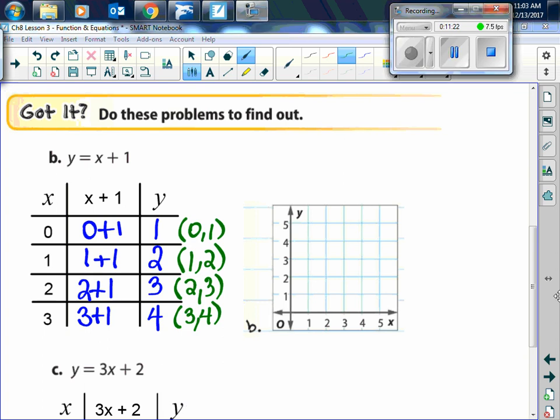So now you can graph your ordered pairs. So here we have 0 comma 1. 0 comma 1 is right there. 1 comma 2 is right there. 2 comma 3 right there. And then 3 comma 4 right there. So we plotted our points, and now all you have to do is draw your line.